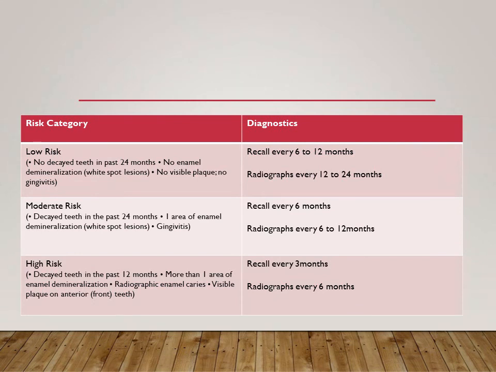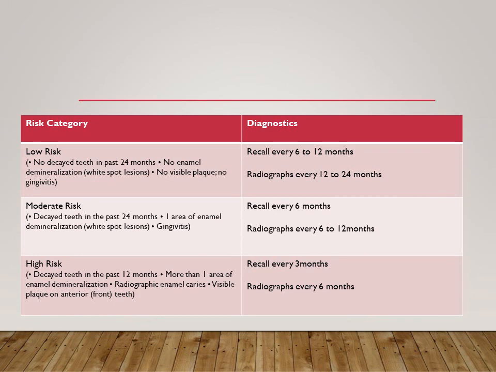So like I said, the low and the moderate risk patients, they can be recalled every 6 months, and the high risk, of course, it is best to recall every 3 months. And once the patient is converted to a moderate or a low risk, then of course you can go biannually. So a low risk patient is one who has no decayed teeth in the past 2 years. There is no demineralization of the tooth and no visible plaque.